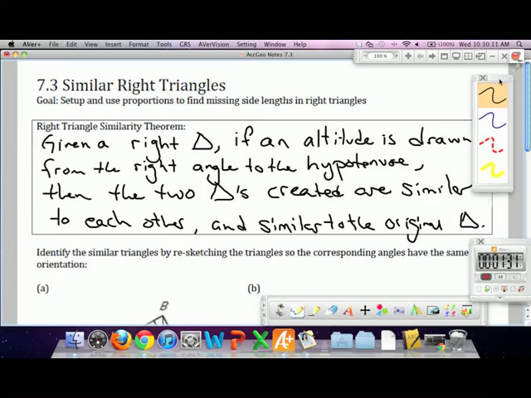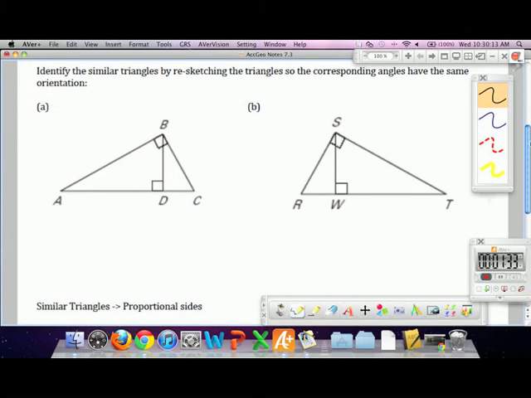We're going to first start by identifying some triangles in kind of this visual fashion by re-sketching these triangles so all the corresponding angles are the same orientation and the same spot on the paper. So to start here, I'm going to redraw this big right triangle in a very rough sketch. Here's my right angle, and it's labeled triangle A, B, C. This is my big right triangle.